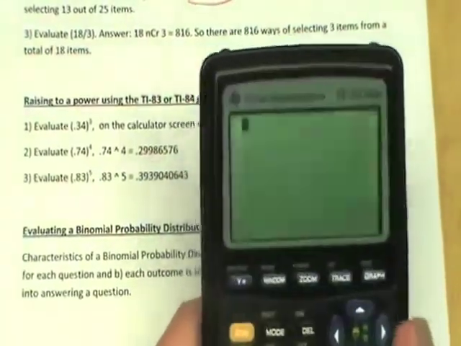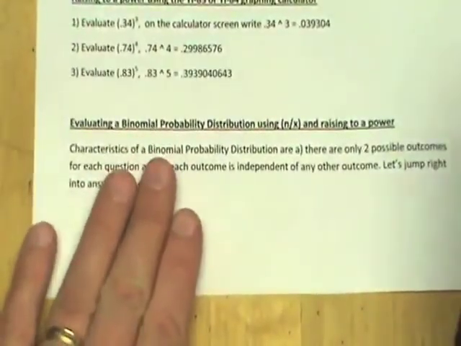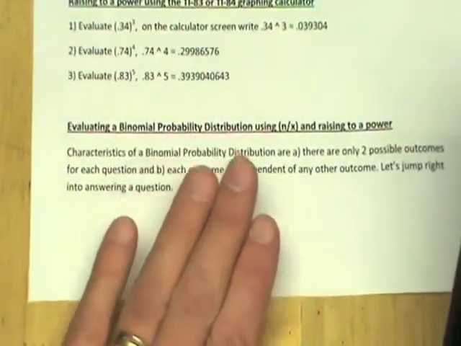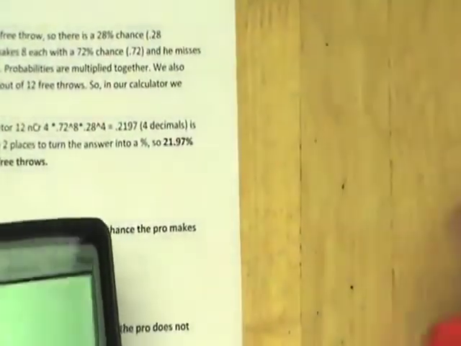And then we combine those two things. Right here on the bottom of the PDF file, on the bottom of page 1, it says evaluating a binomial probability distribution using those two concepts. And I'm just going to skip over really quick. You're going to read the PDF file on your own, but I just want to show you how you can do all this in the calculator.